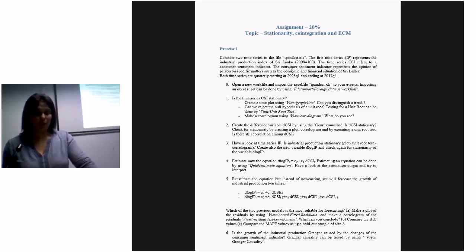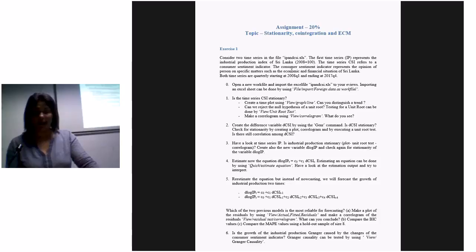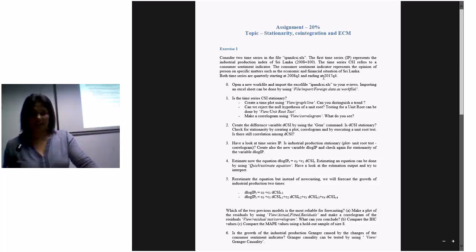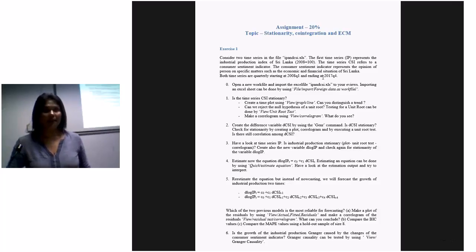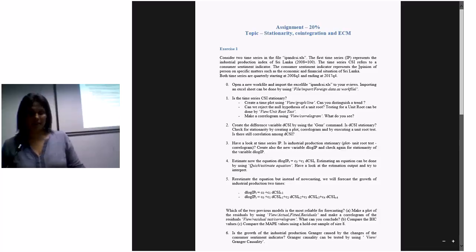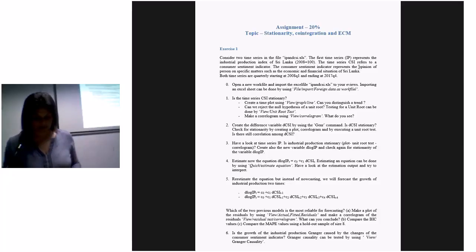But for the assignment purpose, use the uploaded data, which I have uploaded to this LMS. Following the data set, analyze and interpret the results. This is the assignment covering these lecture topics.